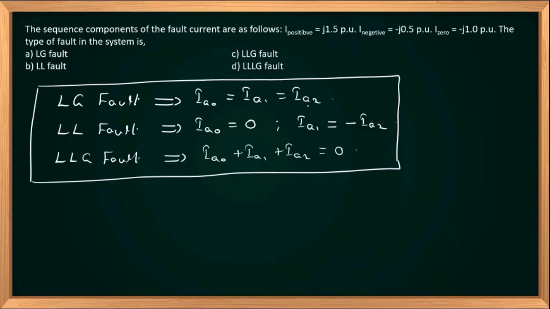Line to ground fault ആണെങ്കിൽ ഈ കണ്ടീഷൻ, ലൈൻ ടു ലൈൻ ഫോൾട്ട് ആണെങ്കിൽ ഇത്, ഡബിൾ ലൈൻ ടു ഗ്രൗണ്ട് ഫോൾട്ട് ആണെങ്കിൽ ഈ കണ്ടീഷൻ. ഈ മൂന്ന് കണ്ടീഷൻ we can easily derive with the sequence components which we have dealt during the class in the previous videos. So here, these are the conditions to determine the type of fault if you are given with the sequence components of the fault current.